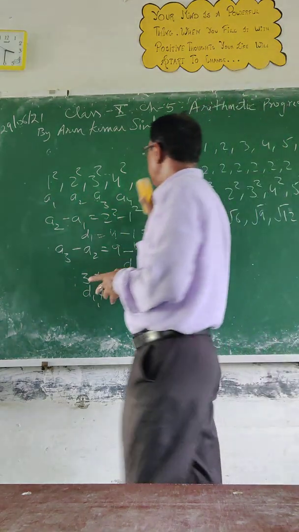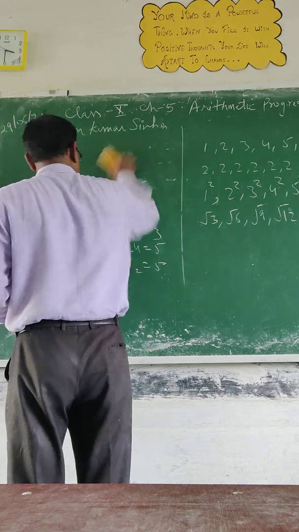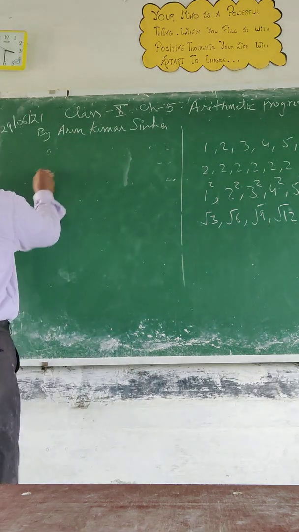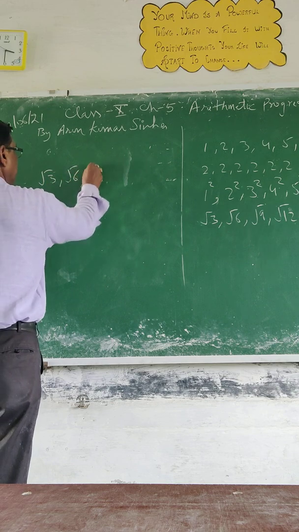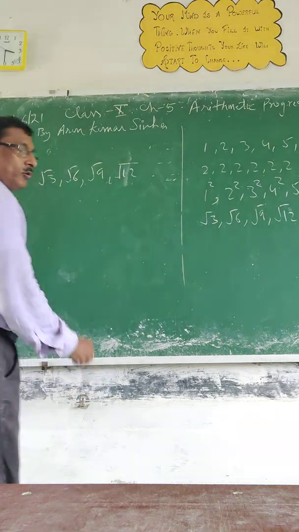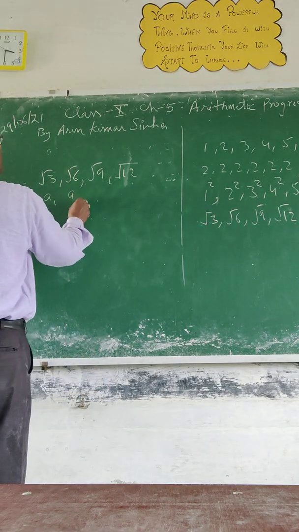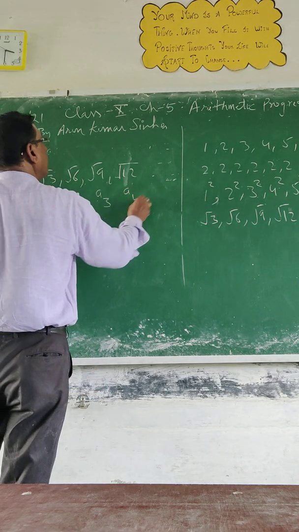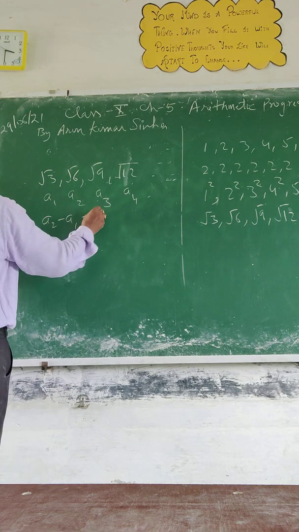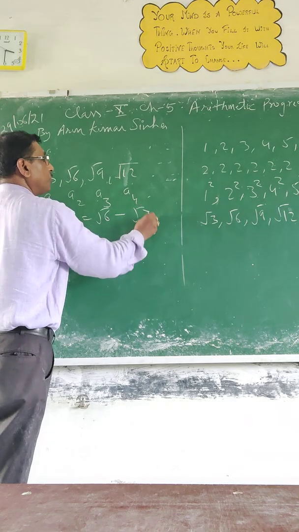Okay. Now we will see another example. See children, root 3, root 6, root 9, root 12, and so on. So let us consider A1, A2, A3, A4, and so on. Now again see A2 minus A1. What will you get, children? Root 6 minus root 3.